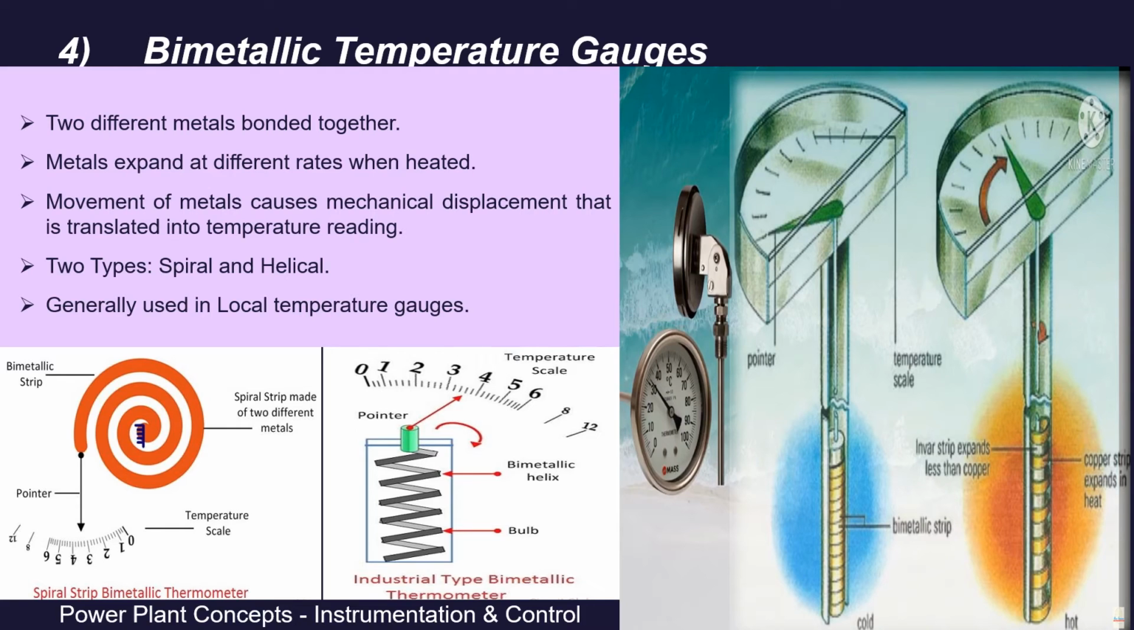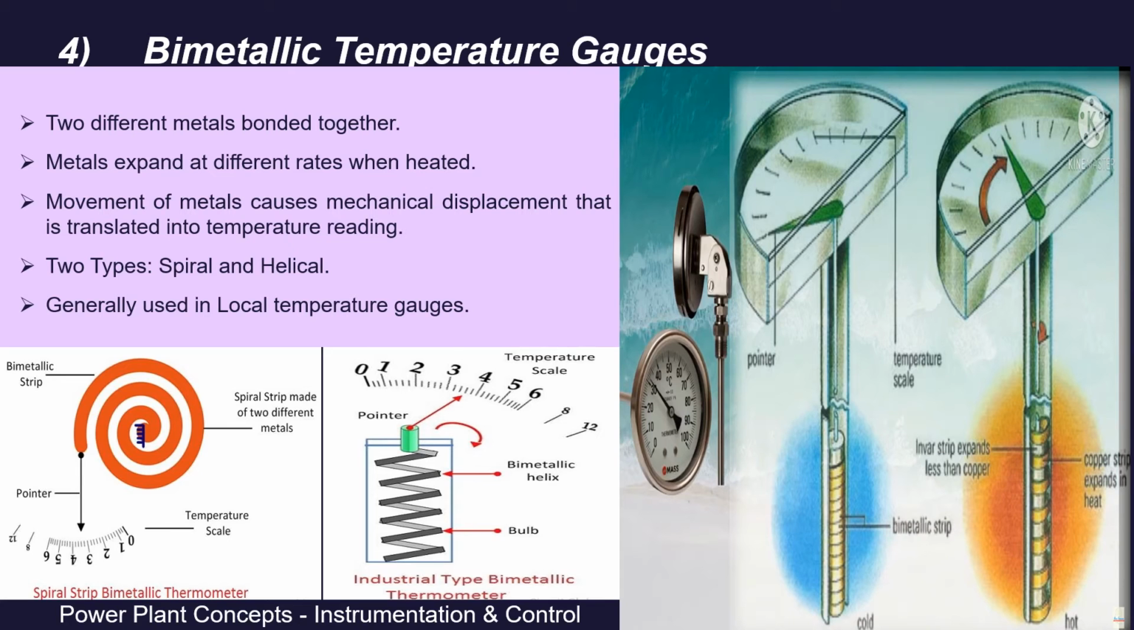And one more thing, these bimetallic thermometers are commonly used for local temperature monitoring, that is for local gauges in various power plants. These are not used for remote indication to our DC system. These are only for local indications, local gauges are there.